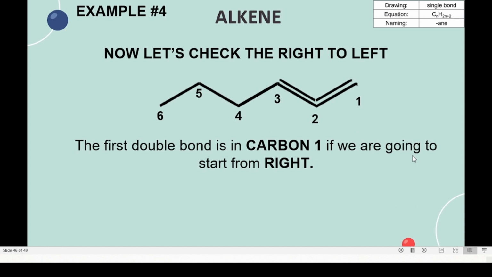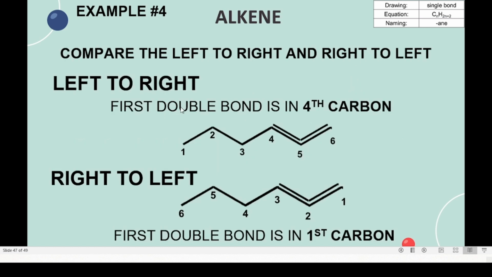Now, if we start from the right, let's check. The numbering is 1, 2, 3, 4, 5, 6. So the first double bond is at carbon 1. So the first double bond is at carbon 1 if we start from the right side. Now, let's compare the two. Compare left to right and right to left. From left to right, the first double bond is found at the fourth carbon. From right to left, it is found at the first carbon.